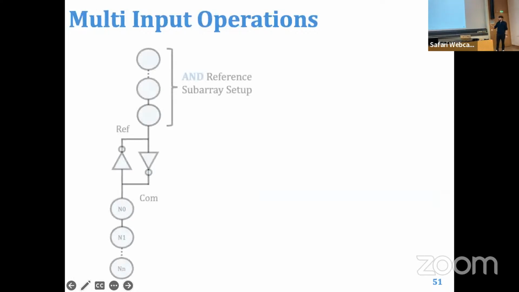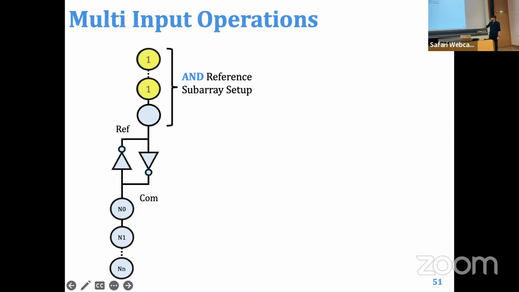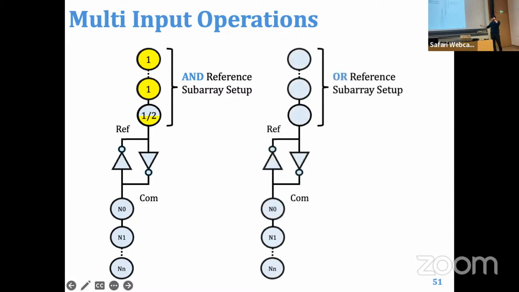But what about multi-input? I'm showing 2 inputs through this entire presentation, but here's the setup. I'm going to show specifically the setup. For the AND reference subarray, we have to fill all the cells with 1 and 1 cell half. So if we do that and put our operands in the compute subarray, we're going to have an AND or NAND gate. And for the OR, we fill all our cells with 0, except for one that we fill halfway. This way we can have multi-input AND, NAND, NOR, and OR operations.